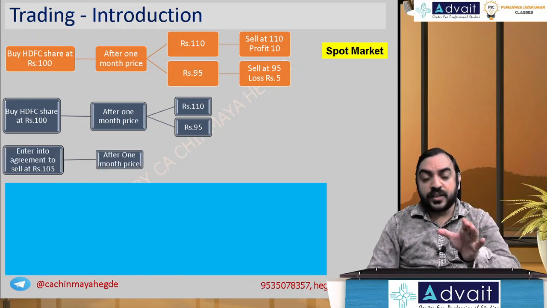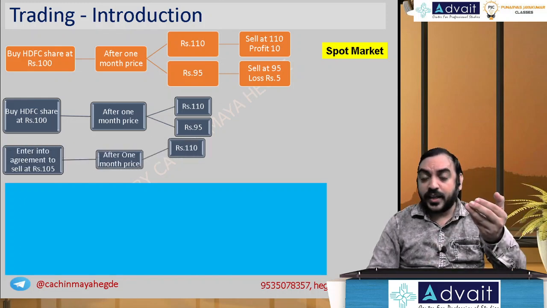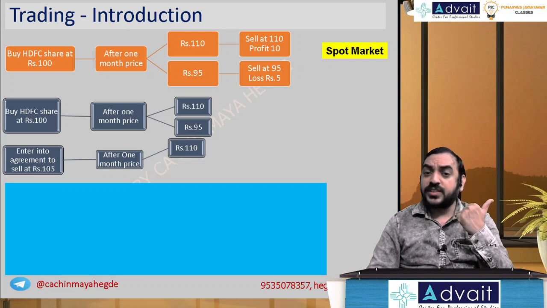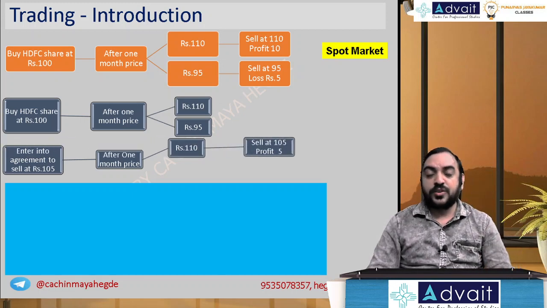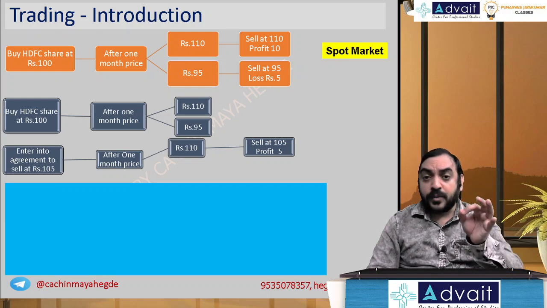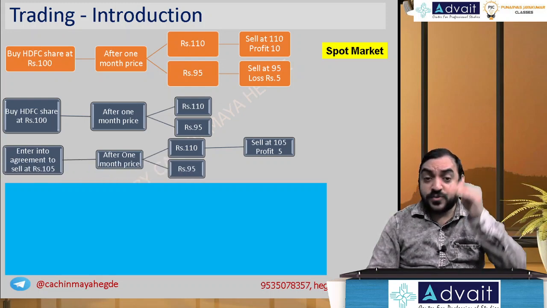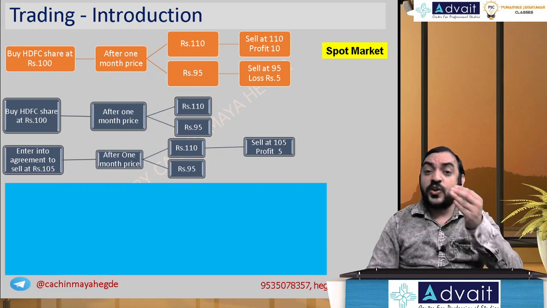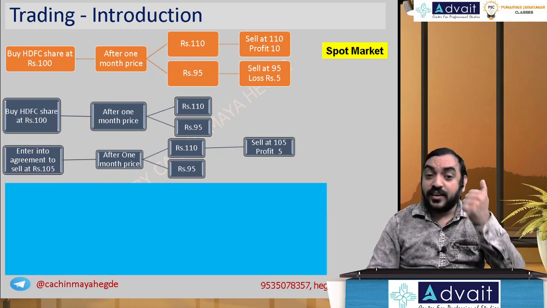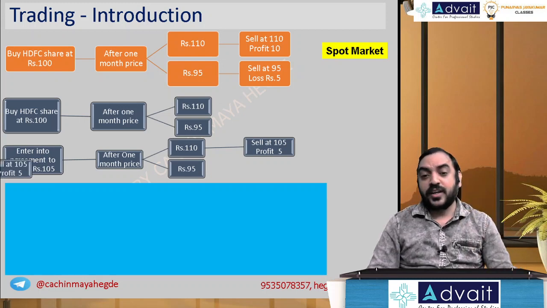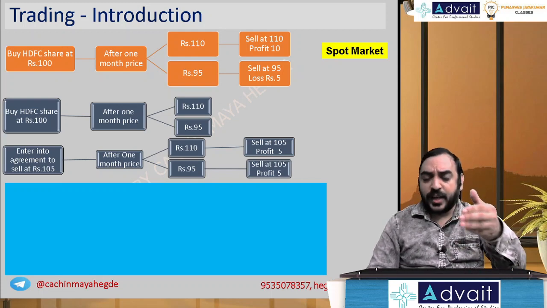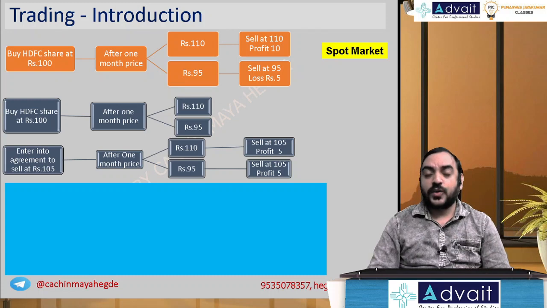So after 1 month, if the market price is 110, you will have to sell as per your agreement at 105. You make a profit of 5 rupees. After 1 month, if the market price comes to 95, still you need not worry. You have to sell at 105 as per your agreement. You make a profit of 5 rupees. If you want to write down, I'll give you time. First, try to understand the concept.